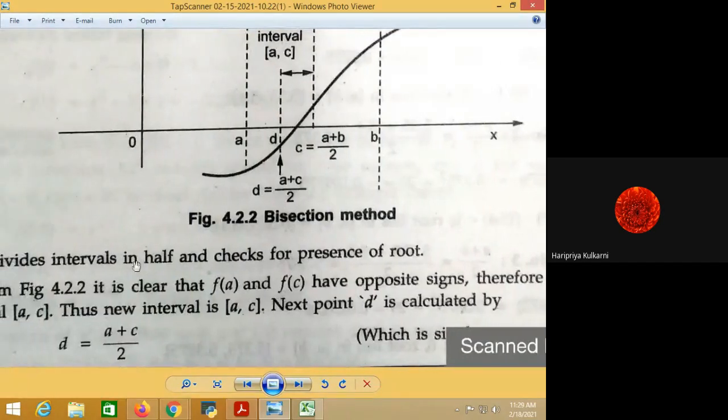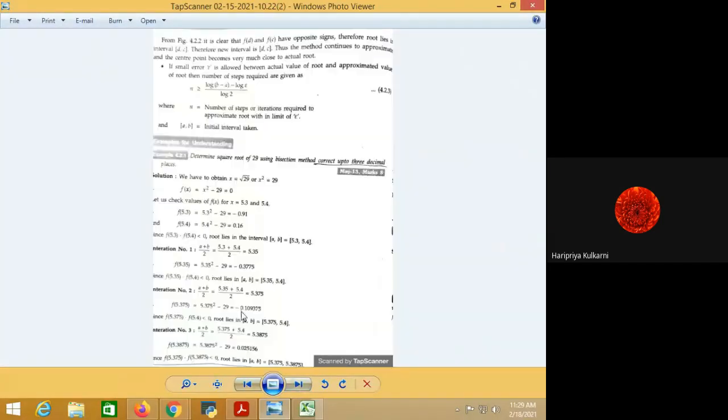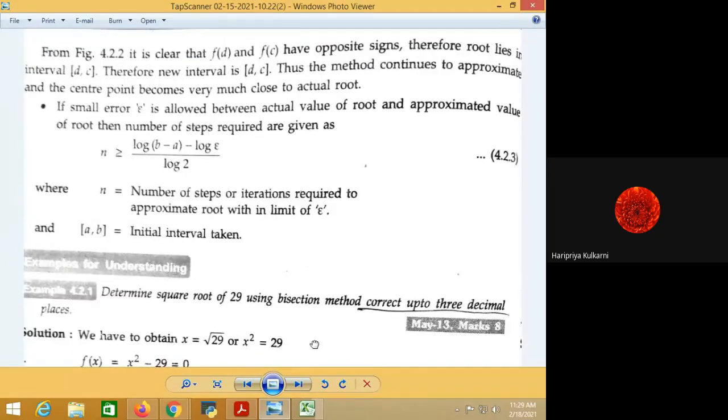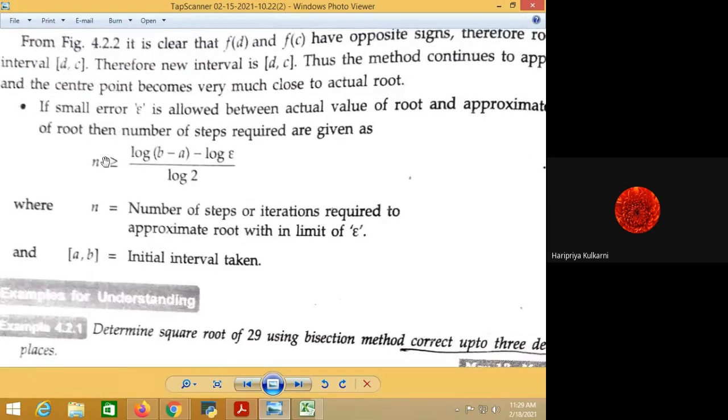How many iterations should we do to get the exact root or an almost accurate root? For that purpose, the number of iterations n should be greater than or equal to log of b minus a minus log of e, where e is the allowable error, upon log of 2. Here n is the number of steps or iterations required to approximate the root within the limit of e. So e is nothing but the small error which is allowed, and a and b are the initial interval. If we put the values here, we can get the number of iterations.